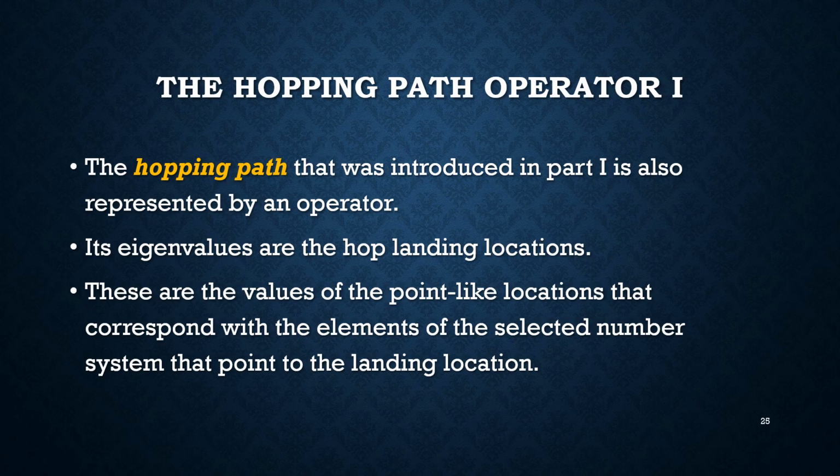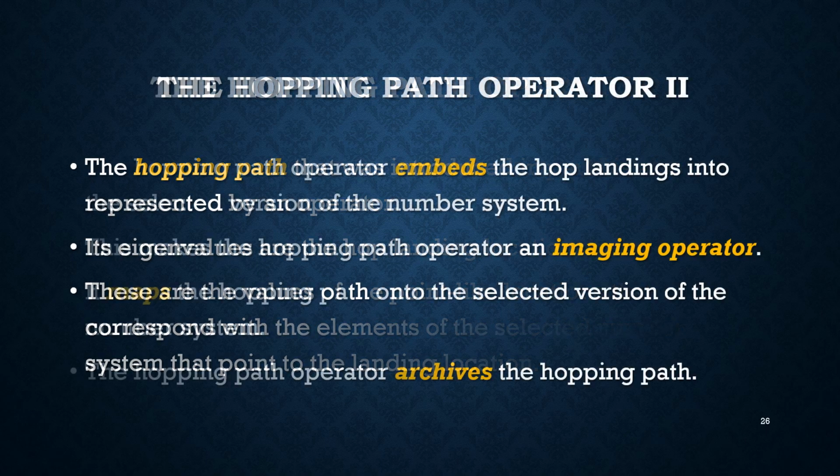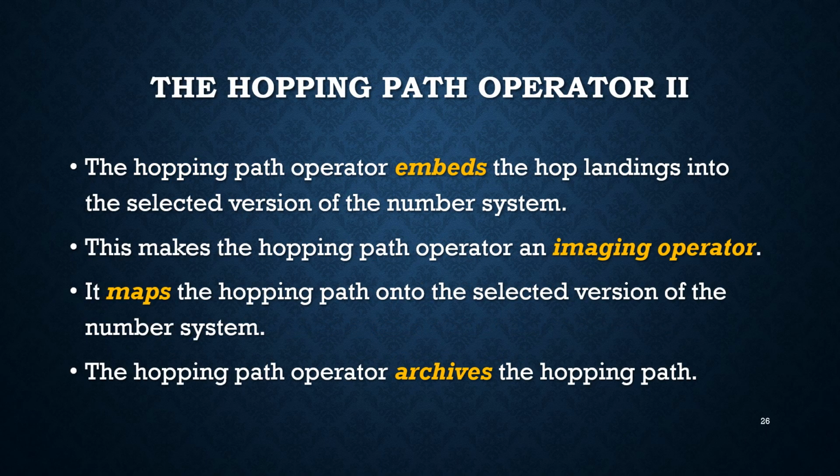The hopping path that was introduced in part 1 is also represented by an operator. Its eigenvalues are the hop landing locations. These are the values of the point-like locations that correspond with the elements of the selected number system that point to the landing location. The hopping path operator embeds the hop landings into the selected version of the number system. This makes the hopping path operator an imaging operator. It maps the hopping path onto the selected version of the number system. The hopping path operator archives the hopping path.